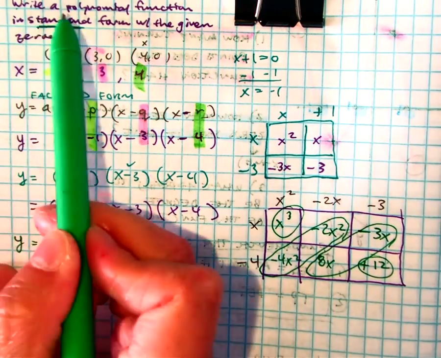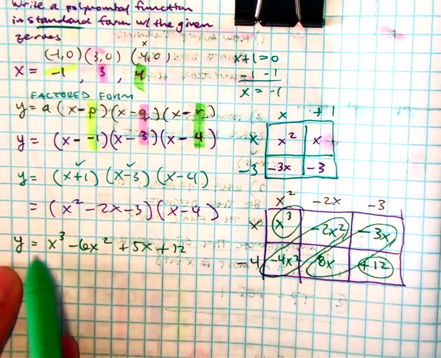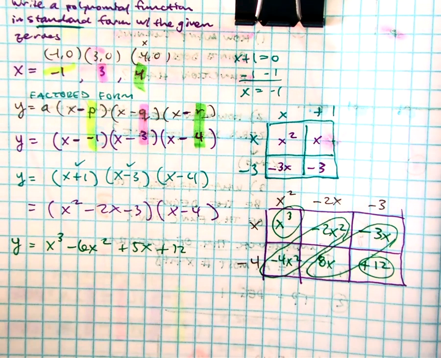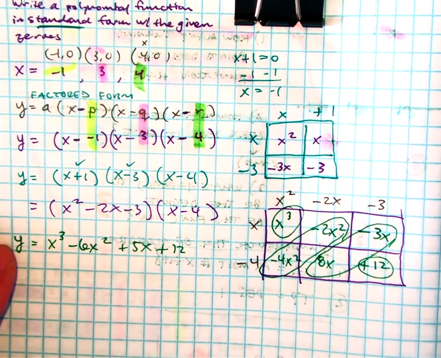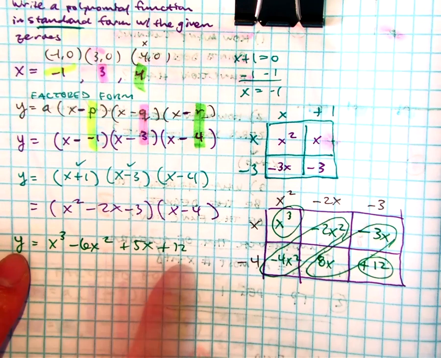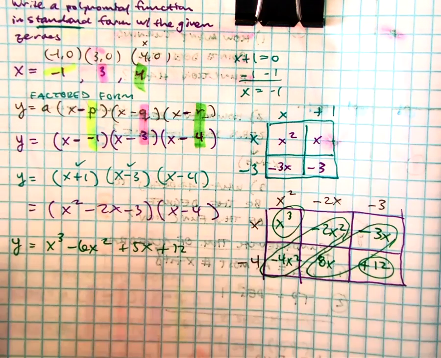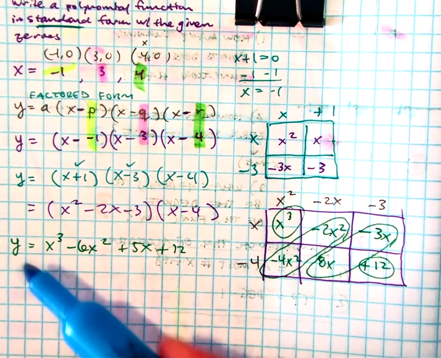Write a polynomial function in standard form with the given zeros. And basically tomorrow's lesson is we're eventually going to have to factor this, and we'll eventually go back to the factored form. So this is our answer.